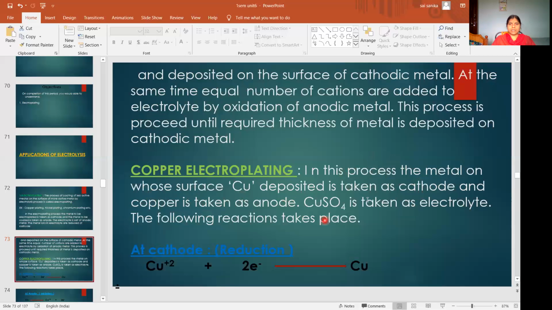And what is the electrolytic solution? The salt solution of the anode metal is the electrolyte. So here, what is the anode? Copper. So copper sulfate is taken as the electrolyte.